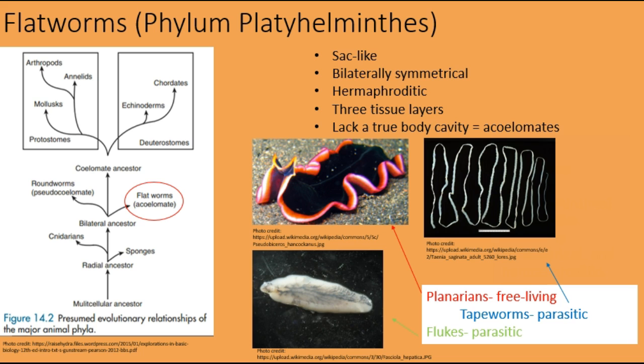Flatworms, phylum Platyhelminthes, are sac-like, bilaterally symmetrical, and hermaphroditic. They have three tissue layers but lack a true body cavity and therefore are acoelomates. There are two forms of flatworms, free-living and parasitic. Planarians are free-living and tapeworms and flukes are parasitic. With organ-level organization, flatworms have more complex sensory and digestive systems than cnidarians and sponges.